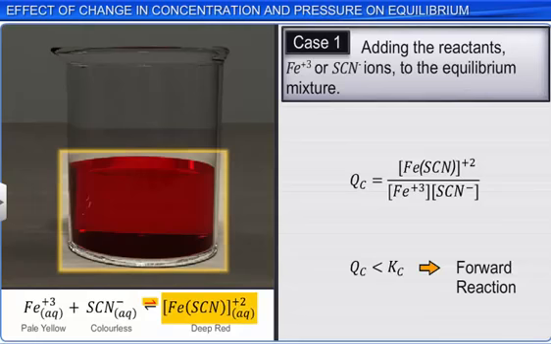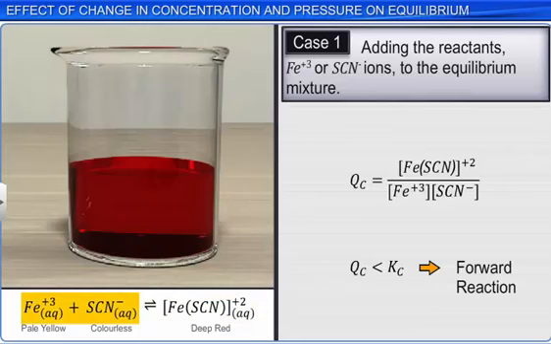This is the reason why the solution becomes dark on the addition of more Fe+3 or SCN- ions. Hence, in general, we can say that increasing the concentration of any one of the reactants always favors the forward reaction.